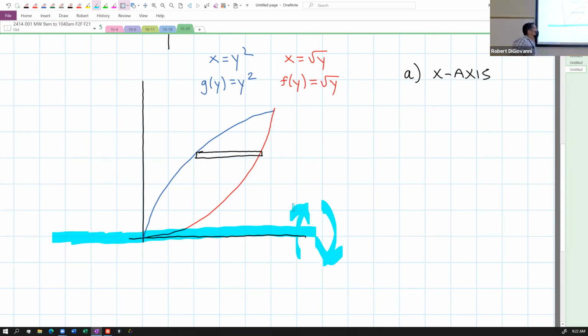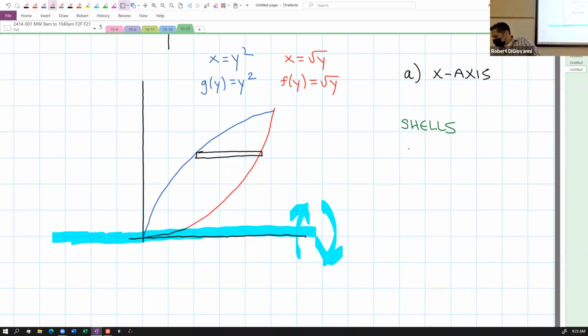So what method am I going to use? Shells, okay? I've got to use shells, and the reason I'm using shells is because the rectangle is parallel to the axis of rotation, okay? So the shells formula says this. Well, if you go to your formula sheet, we are looking at shells, and we're looking at the bottom one, aren't we? Because that's the one we use when we have functions of y.